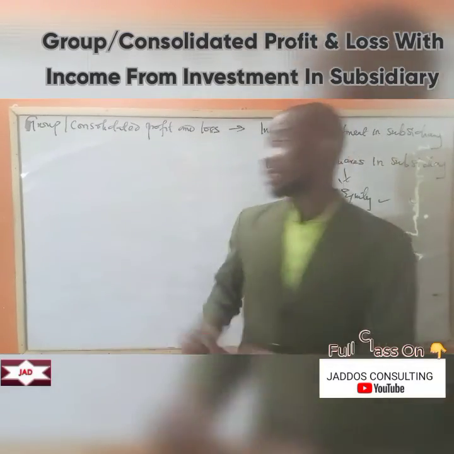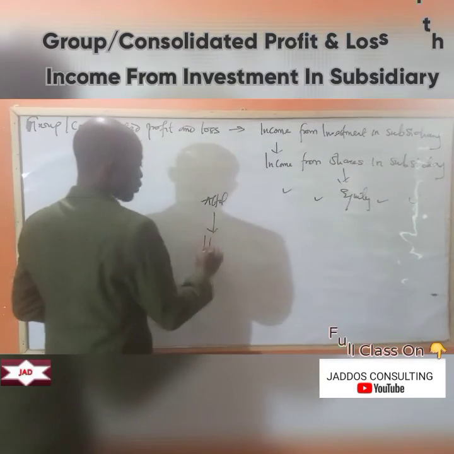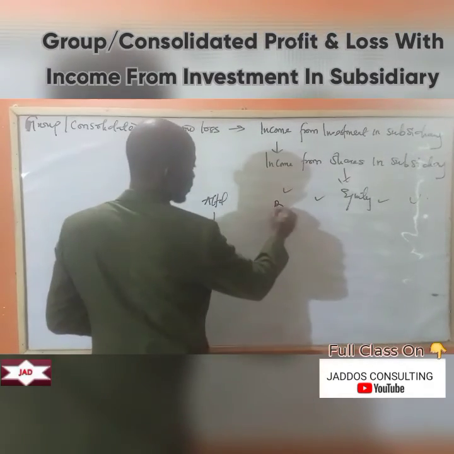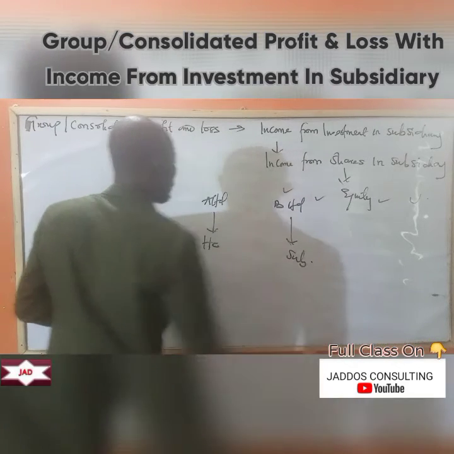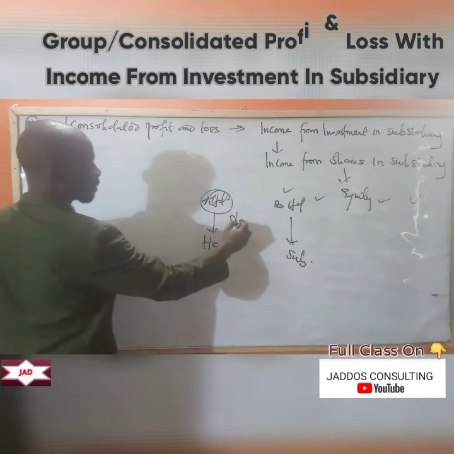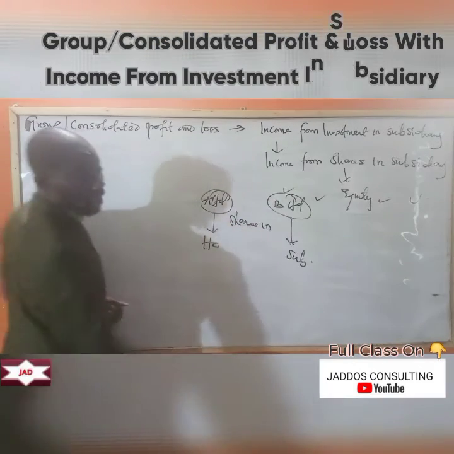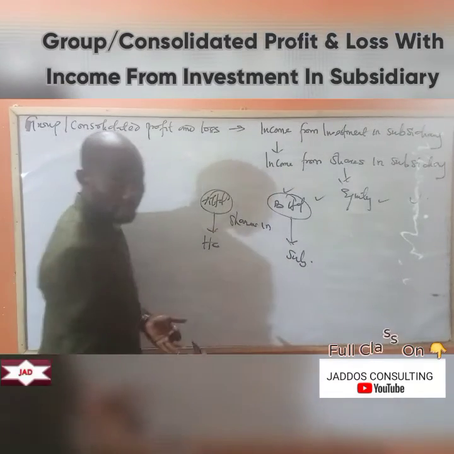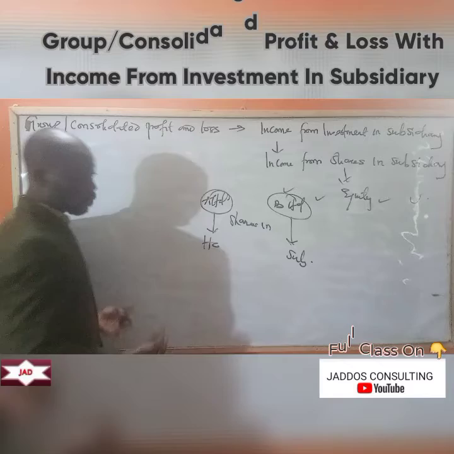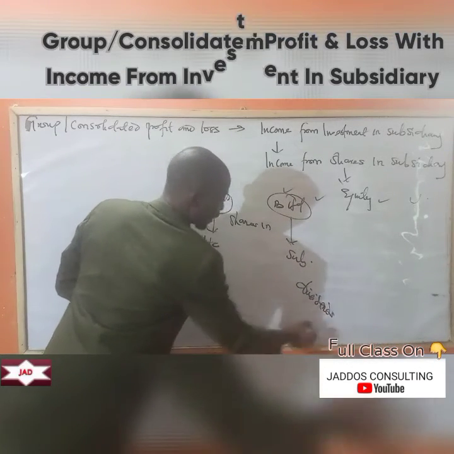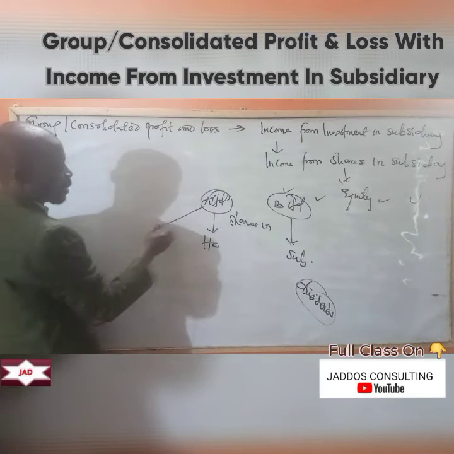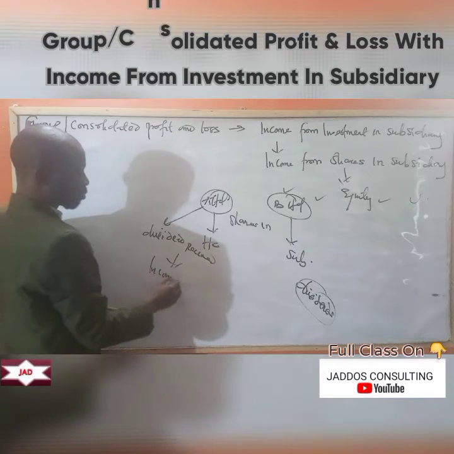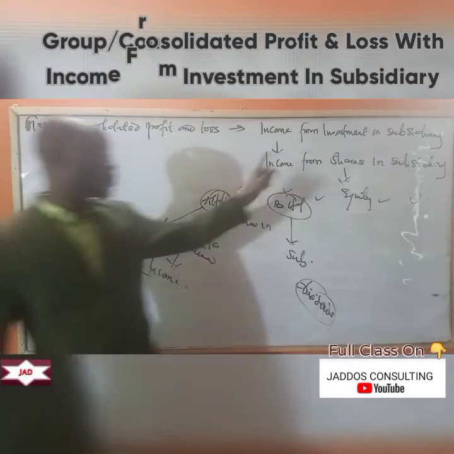So that means the holding company, let's say A Limited, which is the holding company here, then we have the sub here. Let's call the sub B Limited. What we're saying is that A Limited has shares in B Limited. And then the investment or the shares that A has in B would usually yield, let's say, dividends. Now, from the perspective of A Limited, the dividends received is an income. So this dividend is an income from the investment in the subsidiary.